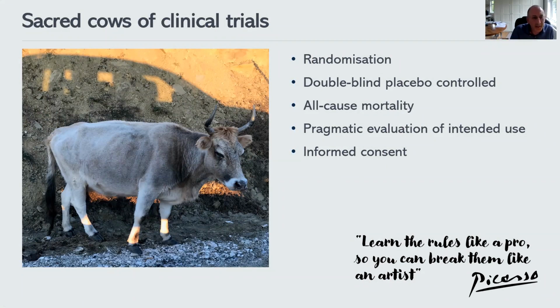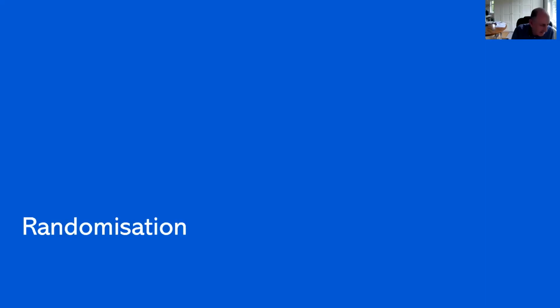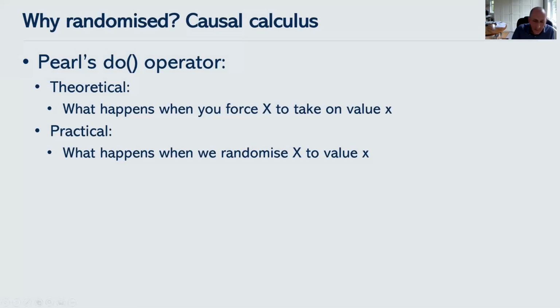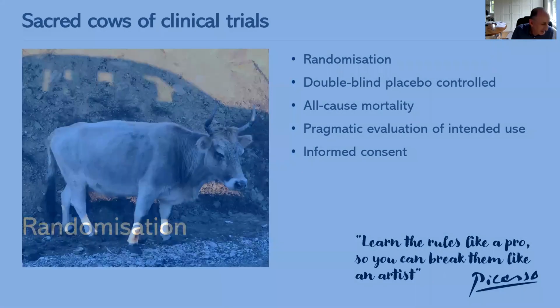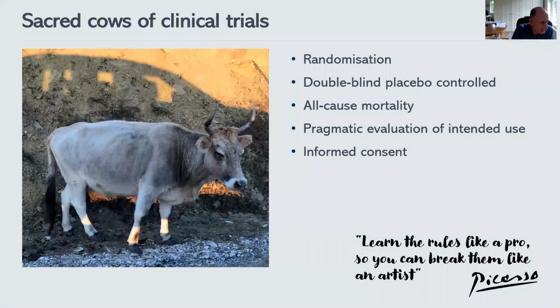But I'd like to talk about some of the sacred cows in clinical trials, things such as randomization, double-blind placebo-controlled trials, the importance of all-cause mortality, pragmatic evaluation of intended use, and informed consent. And I like a quote which is sometimes attributed to Pablo Picasso, although whether he really said it or not, I don't know, which is that you should learn the rules like a pro so that you can break them like an artist. And I guess that's the theme of my talk.